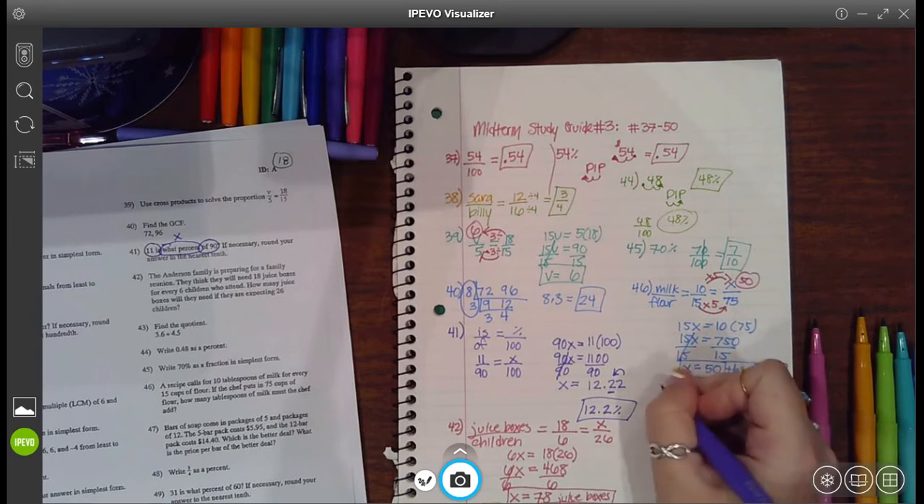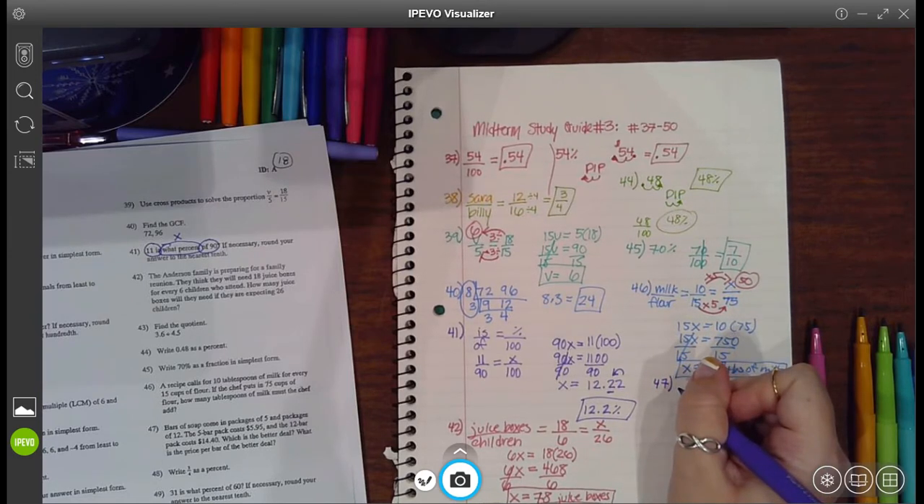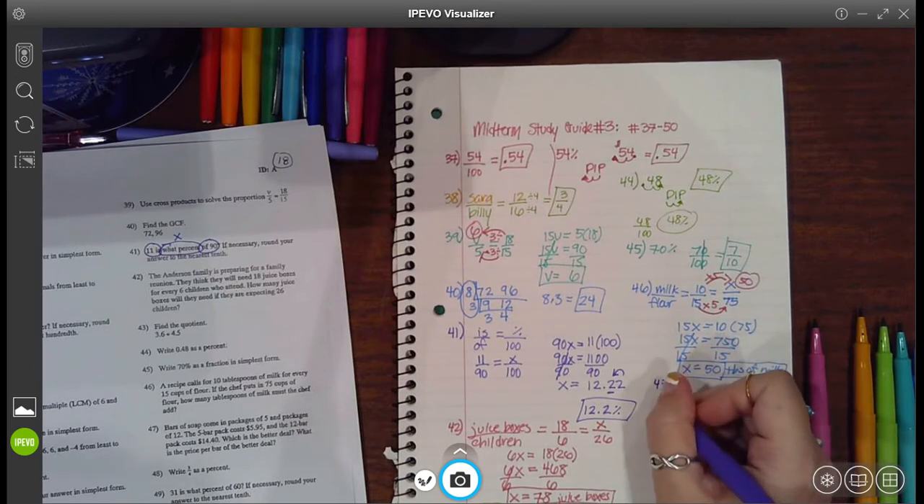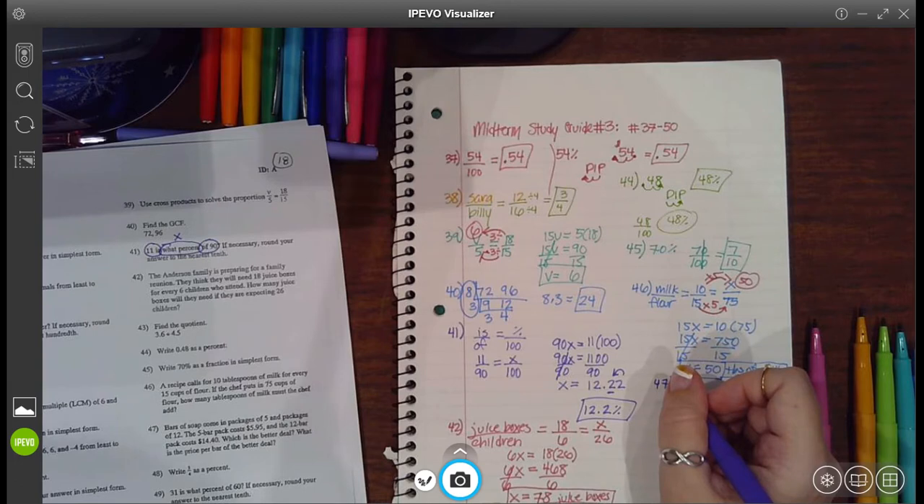All right, on to number 47. Number 47 says bars of soap come in packages of 5 and packages of 12. The 5-pack costs $5.95 and the 12-bar pack costs $14.40. Which is the better deal? What's the price per bar of the better deal? Okay, so we're basically finding the unit rate. So you have what's the cost of just one bar? Because it said price per bar.